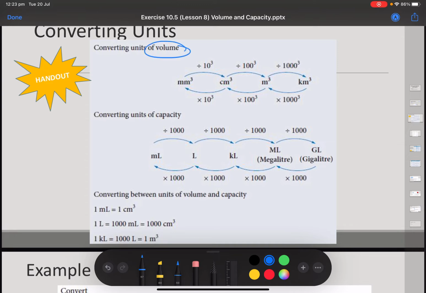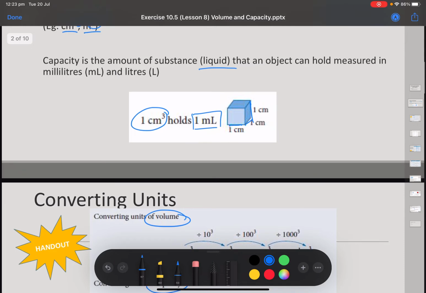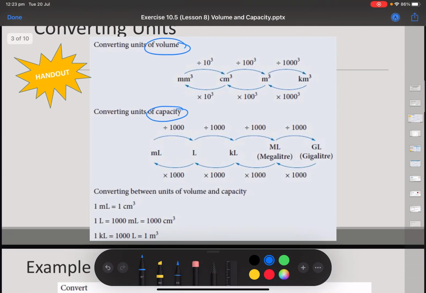This is based on volume. Volume units are usually going to be millimeter, centimeter, meter, and kilometers. But when we are talking about capacity, and liquid being held in a 3D object, we usually refer to things like mils, liters, kiloliters, megaliters, and gigaliters. In the conversion of units, once we've converted from 1 centimeter cubed to 1 mil, we can then convert the mils into liters, kiloliters, megaliters, or gigaliters.